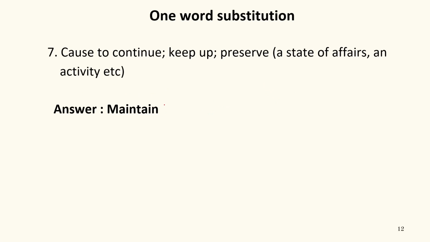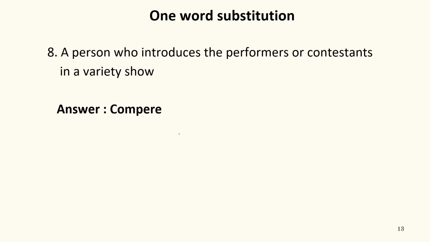Next we have: cause to continue, keep up, preserve a state of affairs, an activity, etc. This is to maintain something, to keep something in a position, to keep something in a direction. That is called maintain. A person who introduces the performers or contestants in a variety show is called compere, or anchor, or host. So all these persons who introduce the performers or contestants in a show are called anchor, host, or compere.